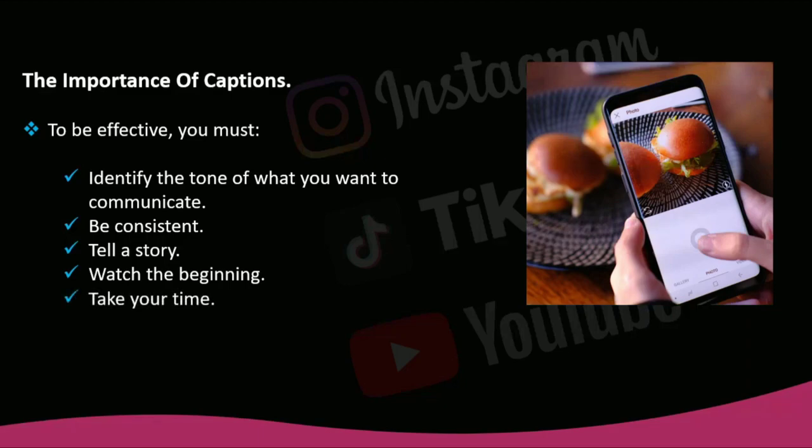Take your time. Don't write something instantly and in a hurry. Not if you want to engage your community. Choose your words carefully. Be concise. Make a call to action.